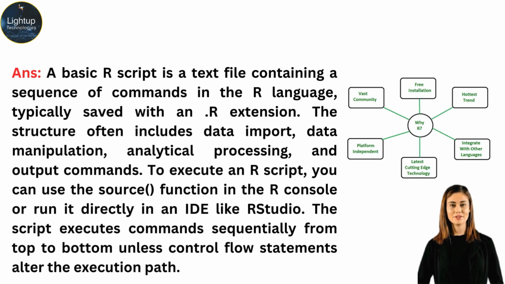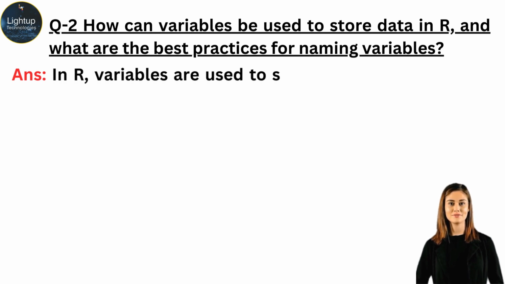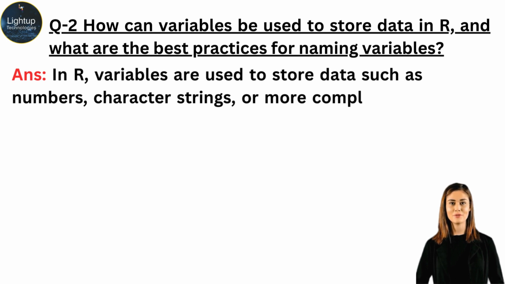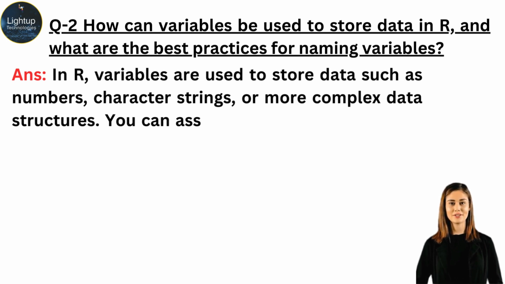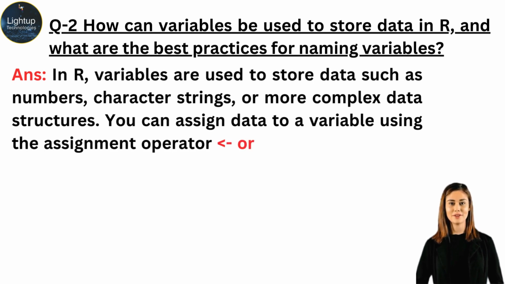How can variables be used to store data in R, and what are the best practices for naming variables? In R, variables are used to store data such as numbers, character strings, or more complex data structures. You can assign data to a variable using the assignment operator.